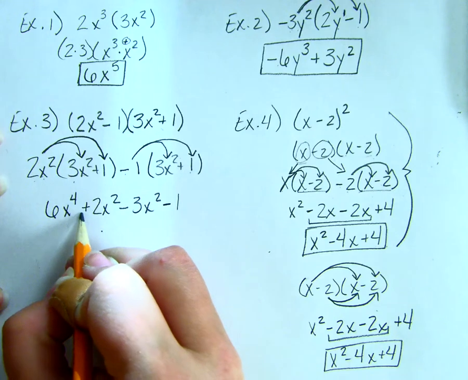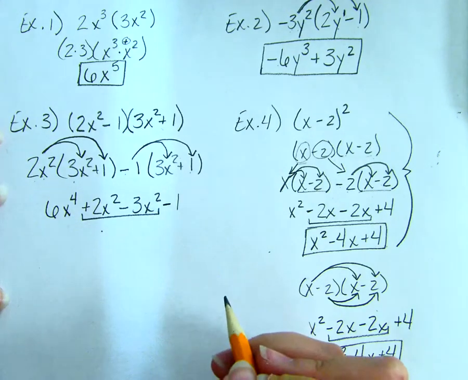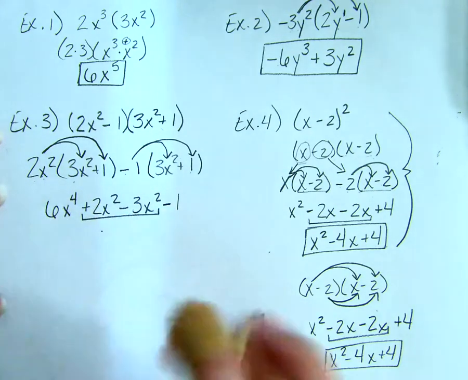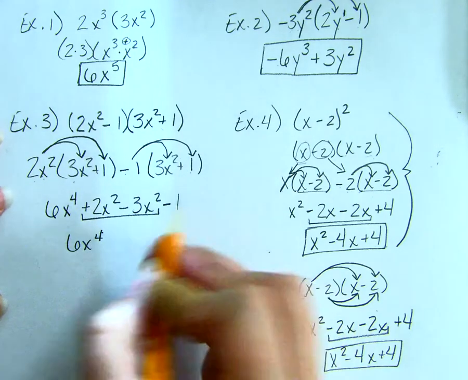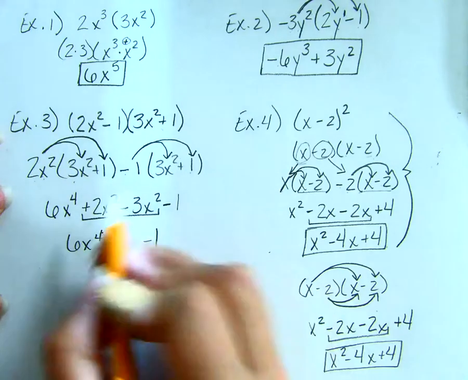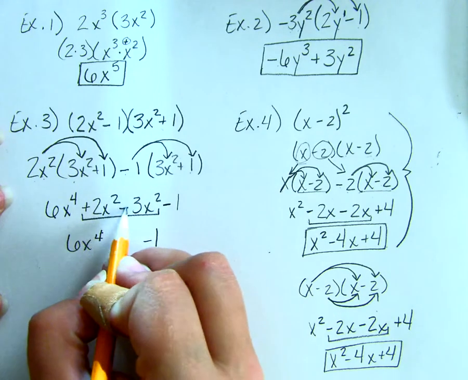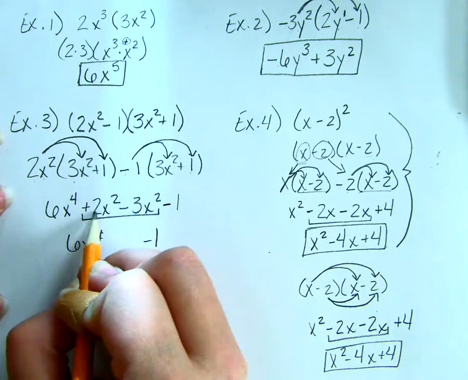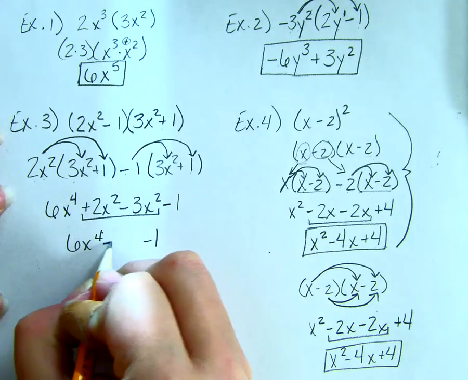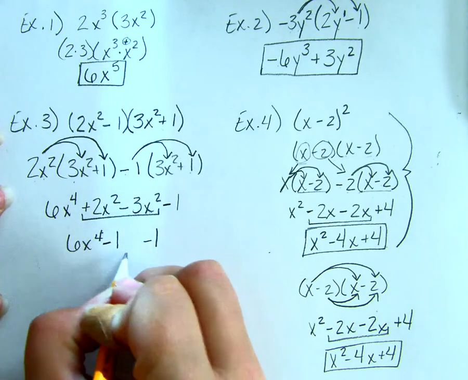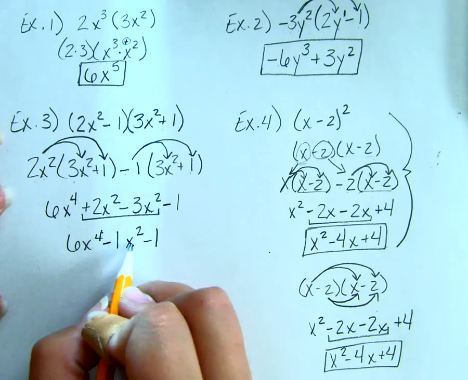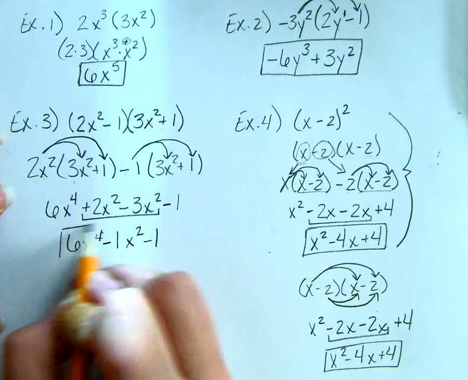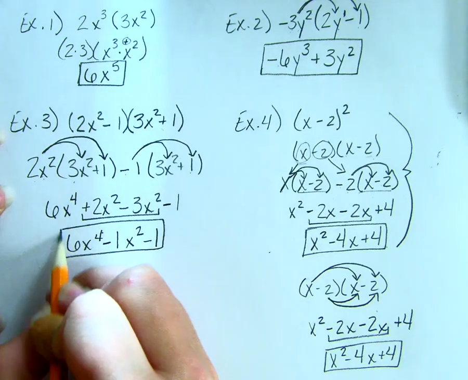Then again, here in the middle, I actually see that I have like terms again. They both have an x squared, so I'm going to combine those. I'm going to carry down my 6x to the 4th. And I'm going to carry down my negative 1. And I have a positive 2x squared minus 3x squared. Well, 2 minus 3 is a negative 1. And since the variable is the same, I'm going to carry that to my answer. And I get 6x to the 4th minus x squared minus 1. And this is completely simplified.